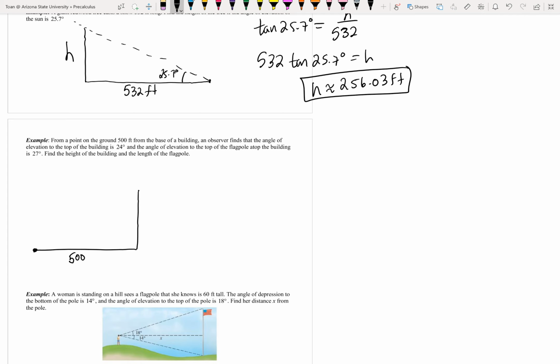An observer finds that the angle of elevation to the top of the building is 24 degrees. Well, that's easy. And the angle of elevation to the top of the flagpole. Oh, so there's a flagpole up here. So here's the top of the building, but on top of the building, there's a little flagpole. And from the same point, the angle of elevation to the top of the flagpole atop of the building is 27 degrees. So from the same point to the top of the flagpole, I'm telling you this entire guy is 27 degrees.